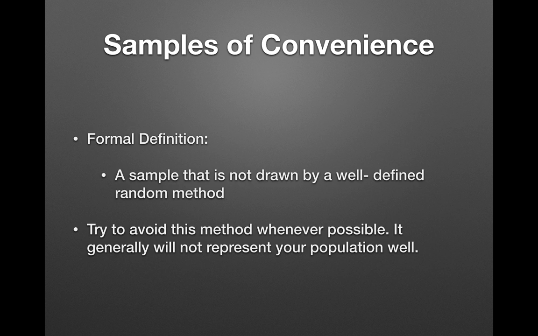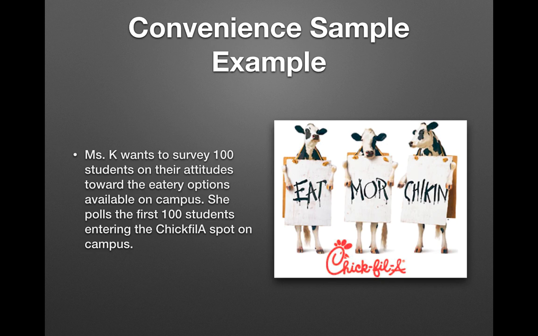Samples of convenience. Now, when I talk about a sample of convenience, it is a sample that is not drawn by a well-defined random method. You want to avoid samples of convenience whenever possible. Just like it sounds, it's convenient. It's probably the easiest way to go about things, and it's going to make your life a lot easier. But it's going to produce results that just are not accurate. It will not represent your population well.